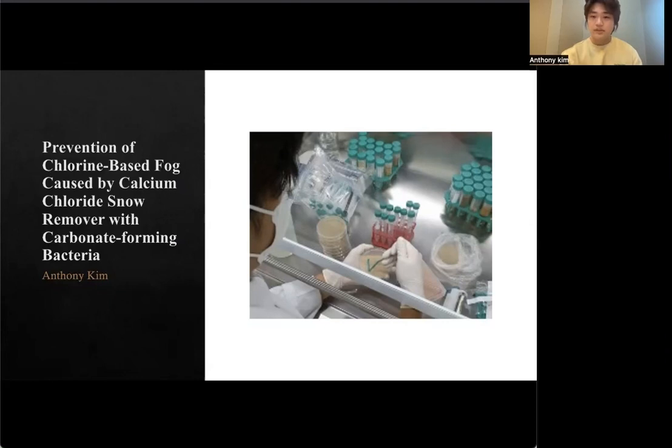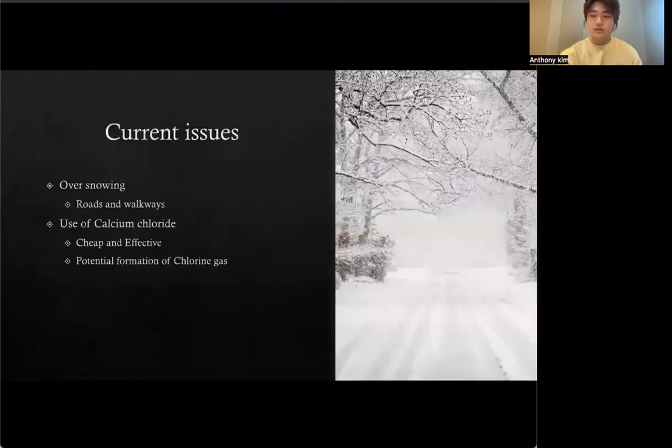I'd like to start my presentation on the prevention of chlorine-based fall caused by calcium chloride snow remover with carbonate-forming bacteria. When oversnowing occurs, it impedes daily life of humans. Therefore, common snow removers such as calcium chloride are used. Although they are known to be toxic and bad for the environment, they are convenient, cheap, and effective.